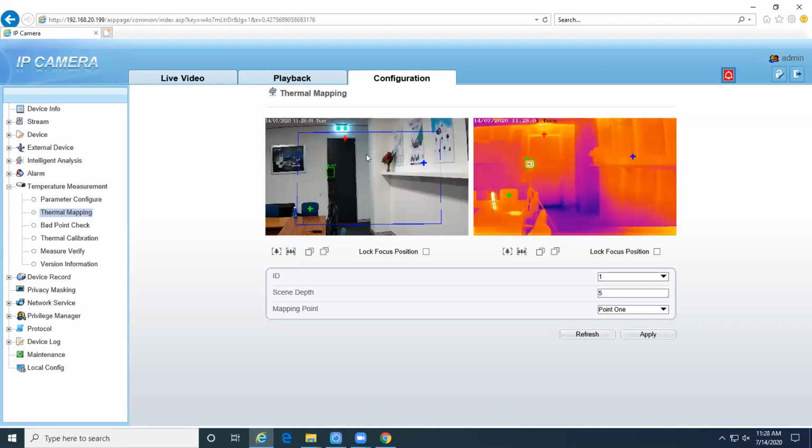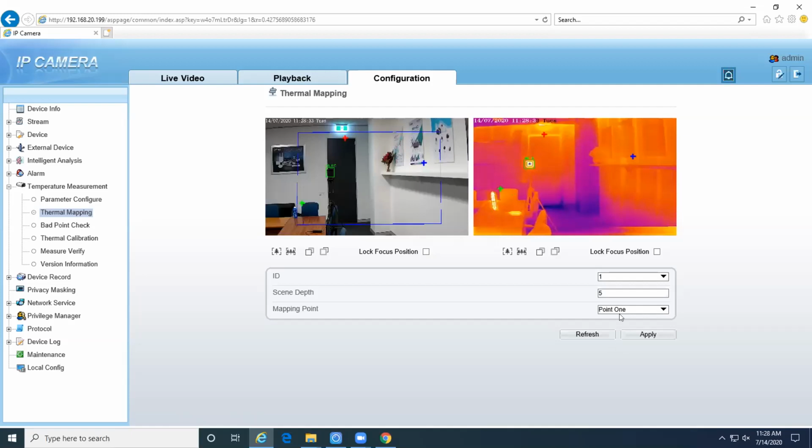So what we see here is different crosses on the image, and we see the same crosses on the thermal image. What you need to do here is to specify where they are. So we're looking at point 1. We're trying to allocate these crosses around the area where we're measuring the temperature, as far away from each other as possible. So for example, we're putting the mapping point here on the corner of this chair. We need to do the same thing over here, so we know they're looking at exactly the same spot.